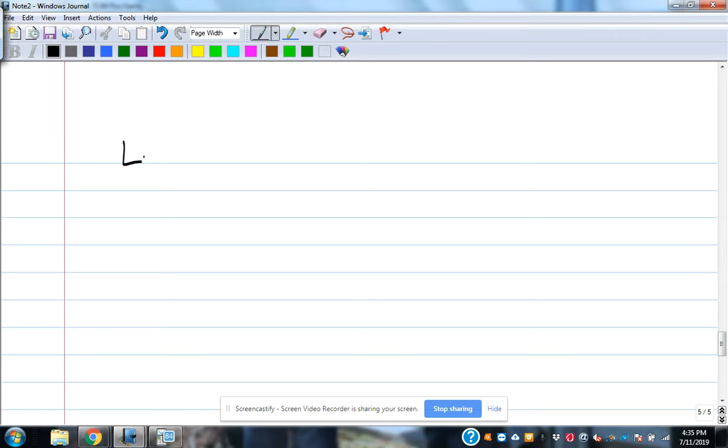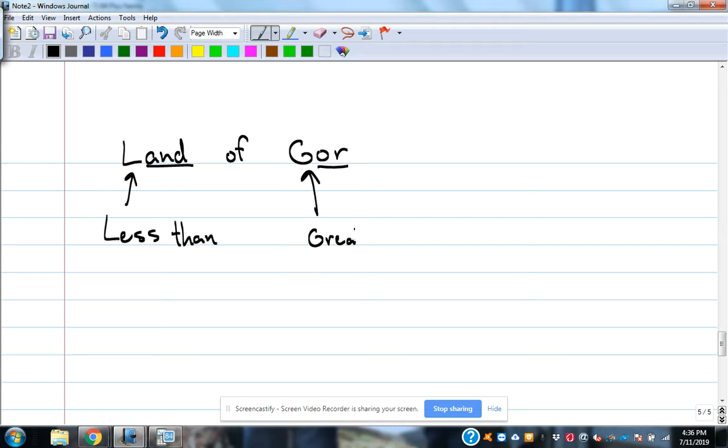It's called Land of Gore. She has this big long poem that goes with it that says, in the land of Gore, less thans are ands and greater thans are ors, and then several more lines after that. I have yet to memorize that poem. But here's what you've got to know: when you're dealing with absolute value inequalities, 'and' problems come from less than symbols, and 'or' problems come from greater than symbols.